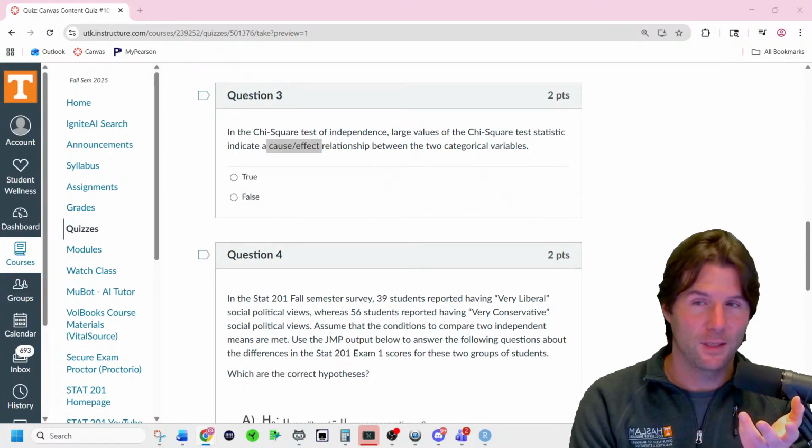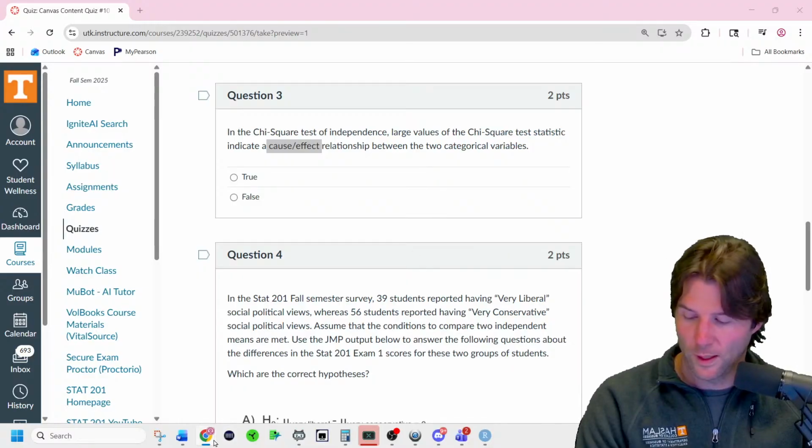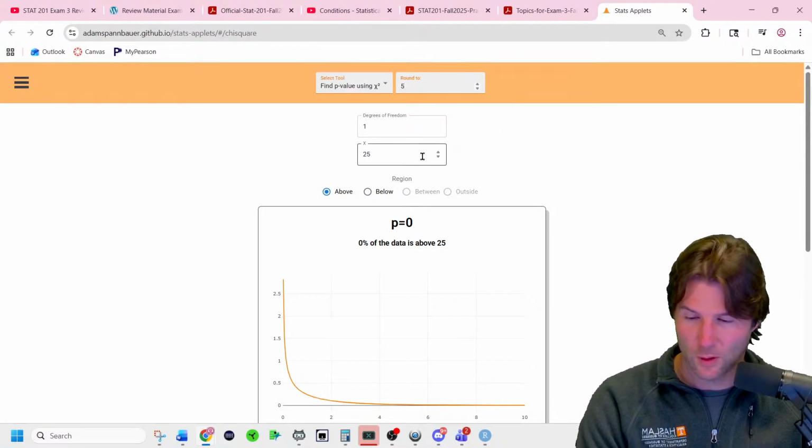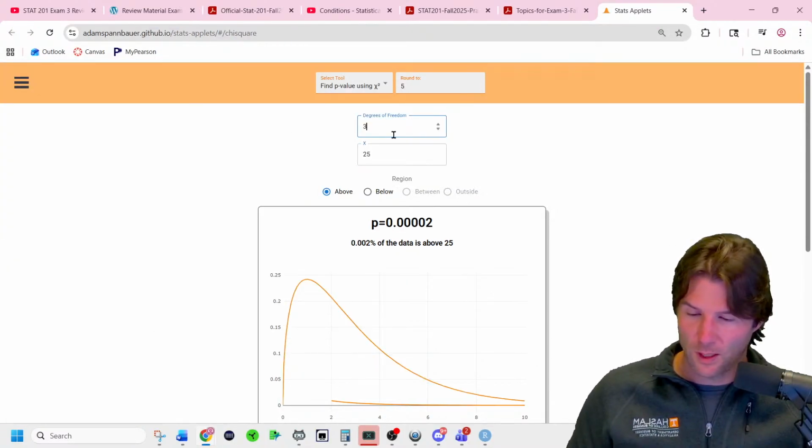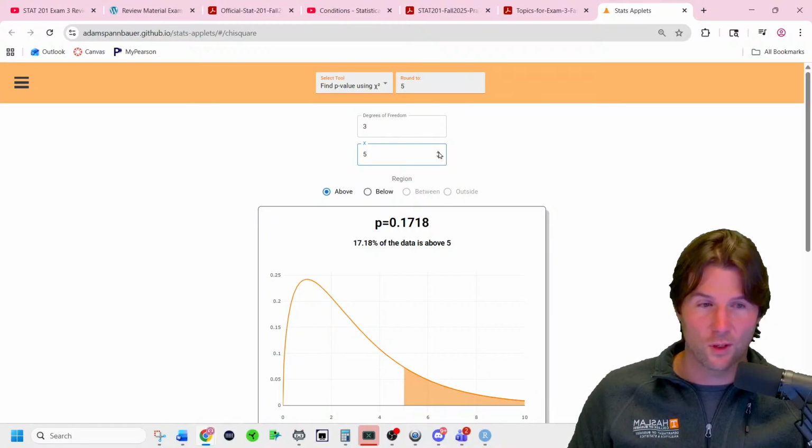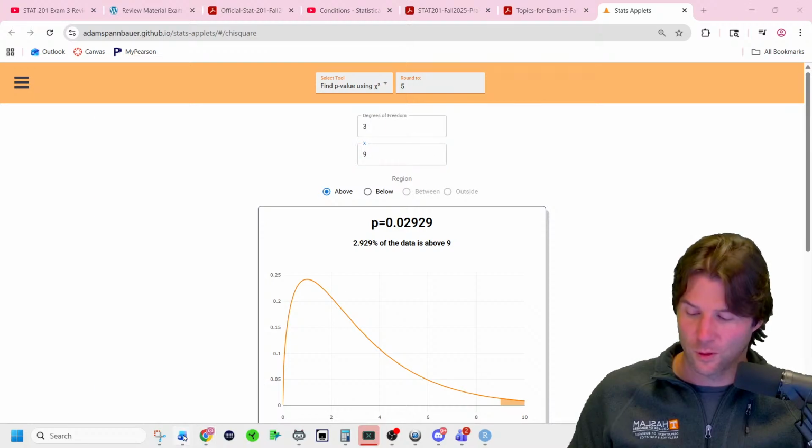Statistics is about evidence. Large chi-squared values would be way off the edge of the curve. We go look at the chi-squared curve right here. When you get a big chi-squared value, it leads to a lower p-value, which is stronger evidence. So the bigger the chi-squared value, the stronger the evidence.